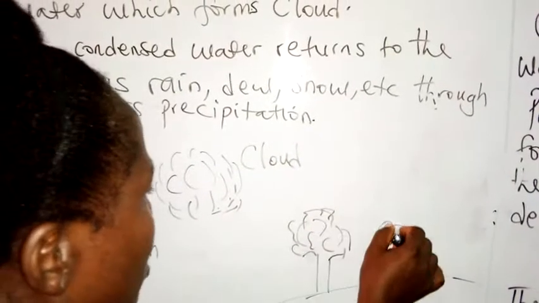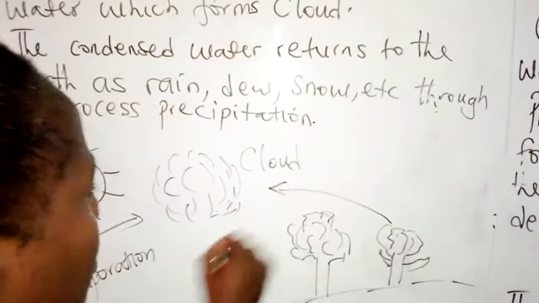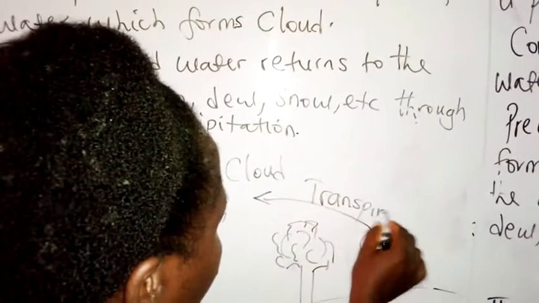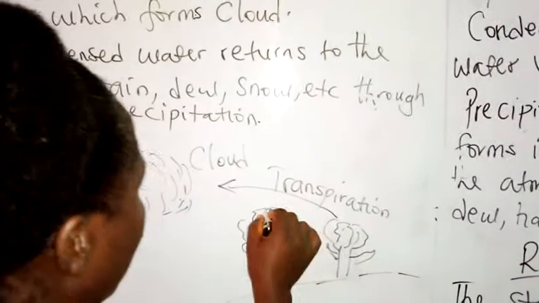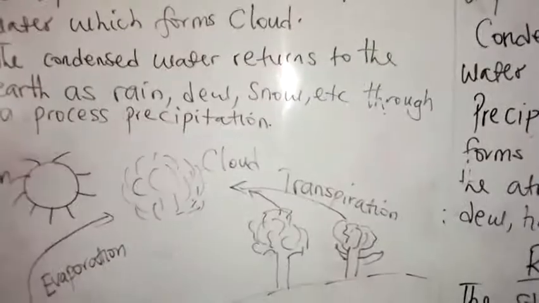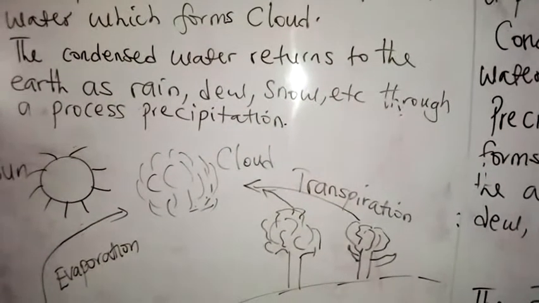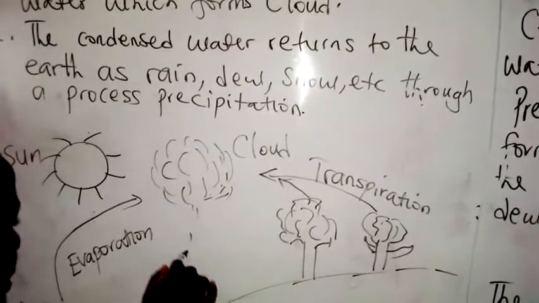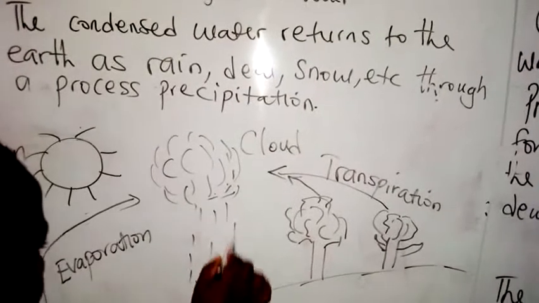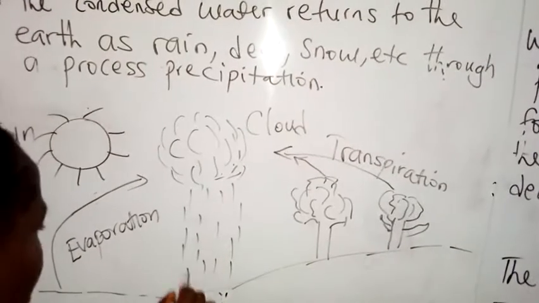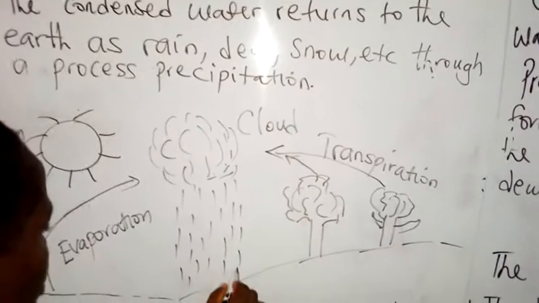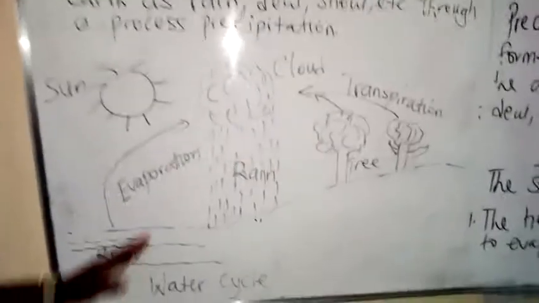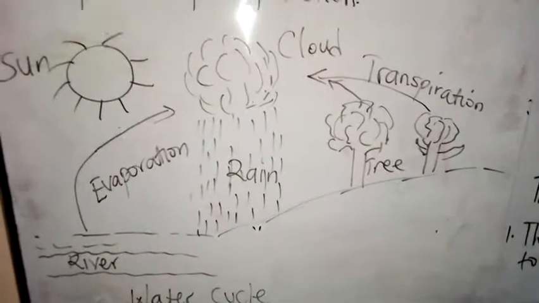Remember, we said that the trees also send out water into the atmosphere through a process called transpiration. That's water that leaves the tree into the atmosphere. Then when the cloud has formed, that's the condensed water vapor, it comes back to us as rain. We do fetch the rainwater or dew. Water will also fall. The water cycle. Rain falls. You can see how the processes go.